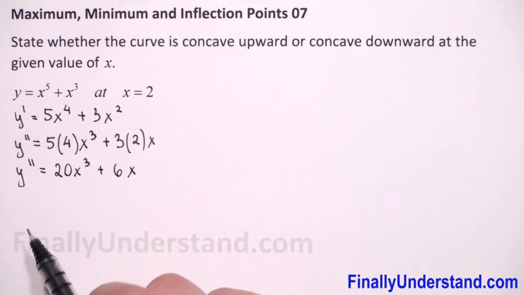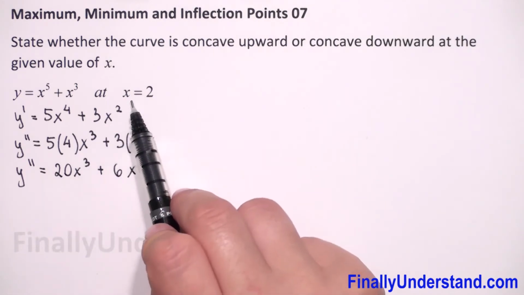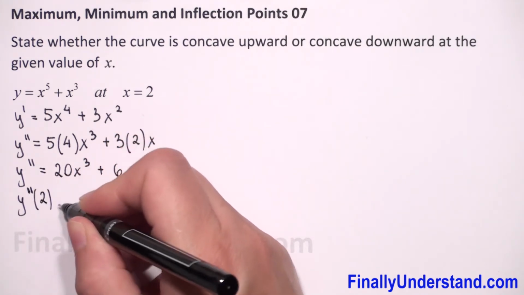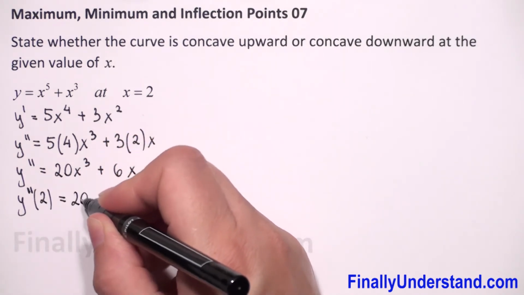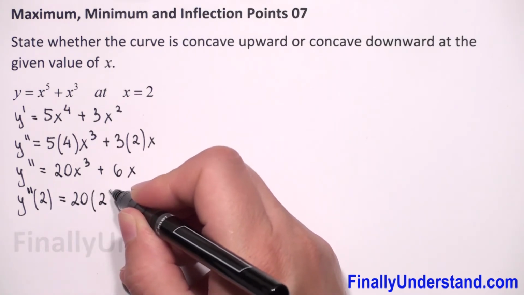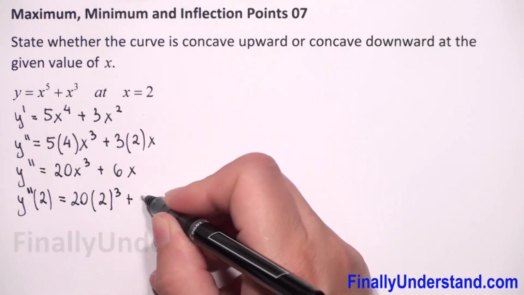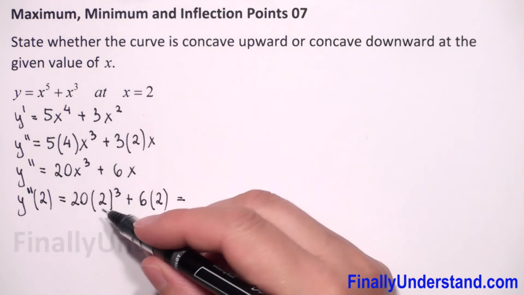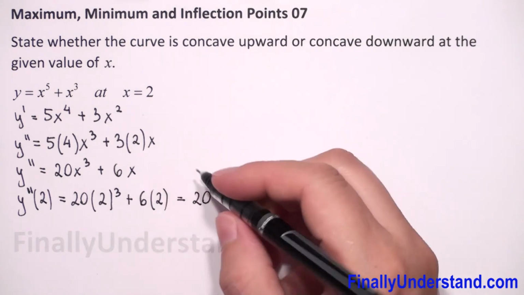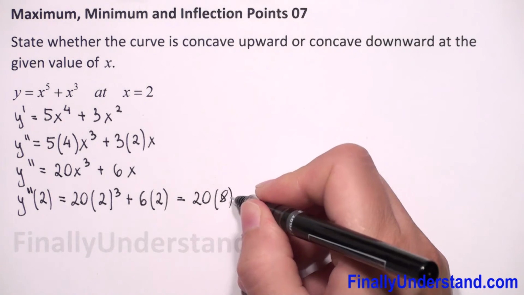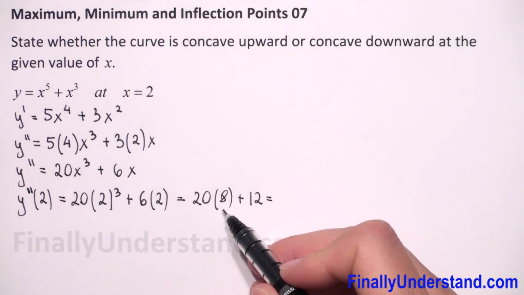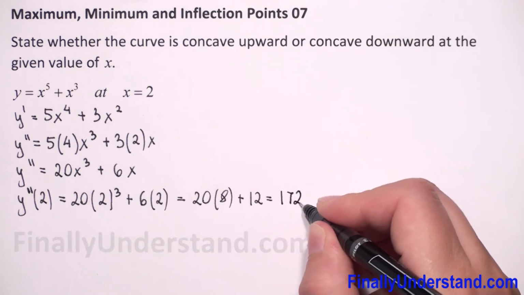Now we have to calculate the value of the second derivative for x equals 2. So y double prime of 2 is equal to 20 times 2 to the power 3 plus 6 times 2. So this is equal, we copy 20, 2 to the third power is 8, plus 12. So this is equal to 20 times 8, which is 160, plus 12, it will be 172.